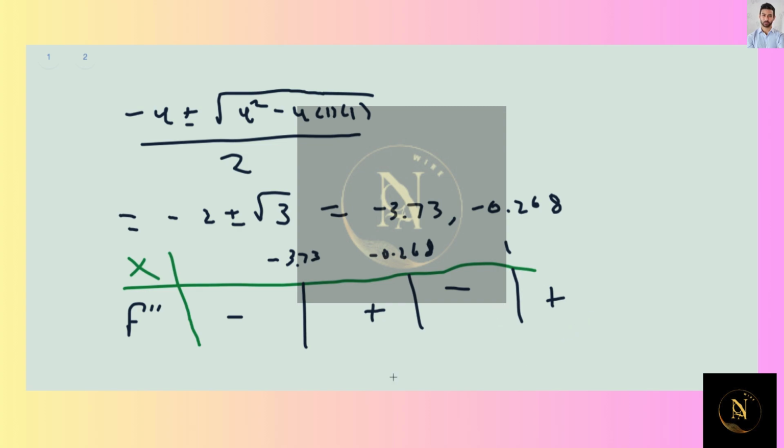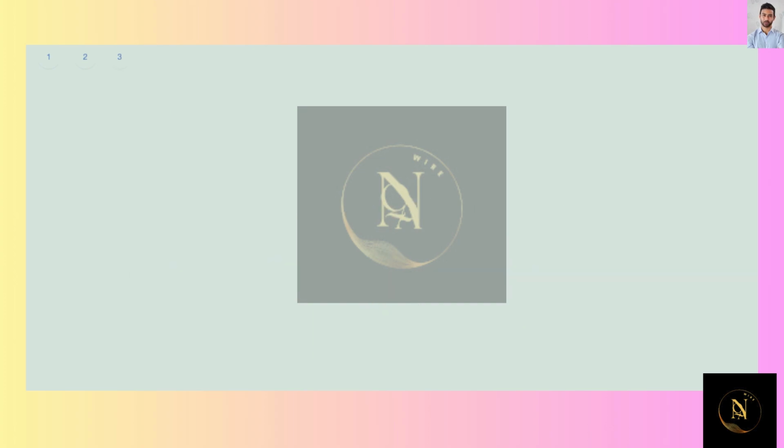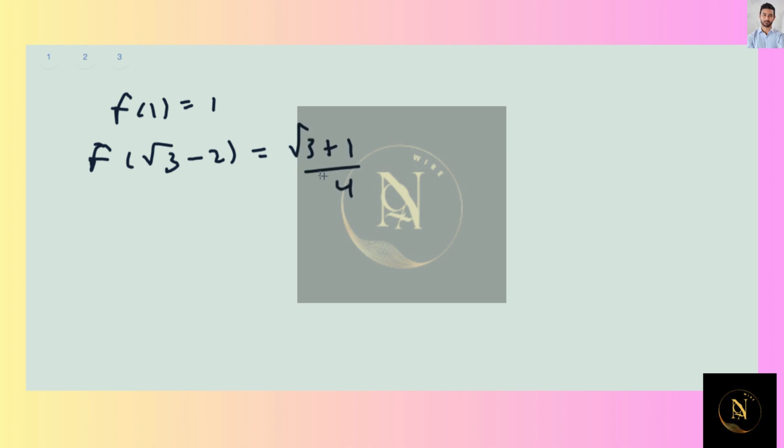So we proved that there are 3 inflection points, but now we have to prove that they all lie on the same line. That means they have the same slope. First of all, we have to find the function values at these points. f of 1 is equal to 1, and f of root 3 minus 2 is equal to (root 3 plus 1) over 4, and f of negative root 3 minus 2 is equal to (negative root 3 plus 1) over 4.